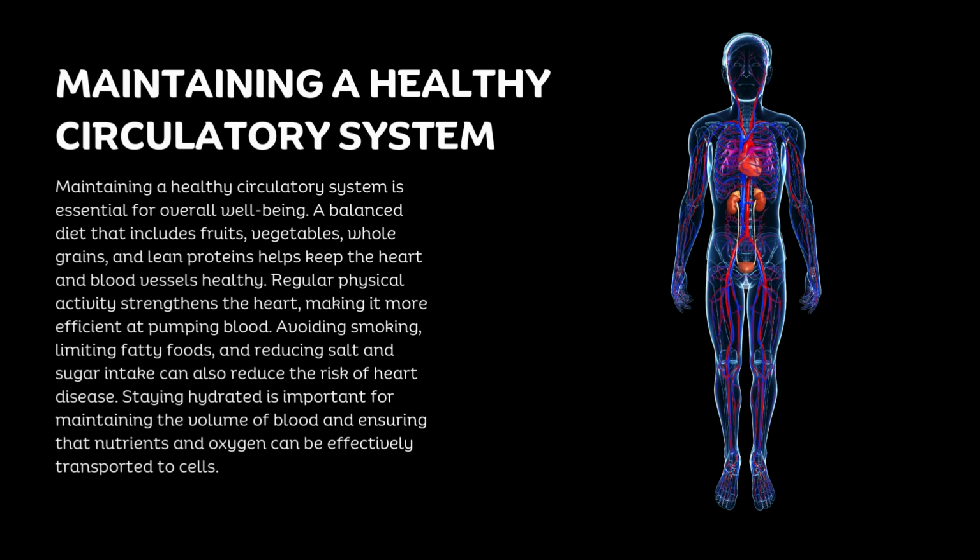Maintaining a healthy circulatory system. Maintaining a healthy circulatory system is essential for overall well-being. A balanced diet that includes fruits, vegetables, whole grains, and lean proteins helps to keep the heart and blood vessels healthy. Regular physical activity strengthens the heart, making it more efficient at pumping blood. Avoiding smoking, limiting fatty foods, and reducing salt and sugar intake can also reduce the risk of heart disease. Staying hydrated is important for maintaining the volume of blood and ensuring that nutrients and oxygen can be effectively transported to cells.